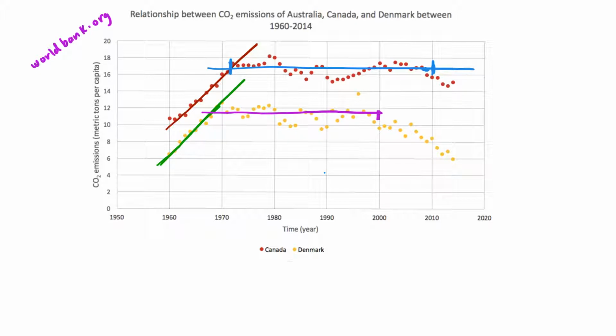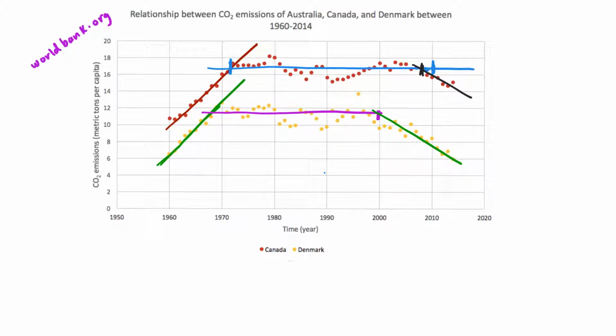But you can see that the flat line over here stops at 2000. Starting at 2000, we get a negative slope over here. And that's starting to happen for Canada as well, but it's happening a little bit later. If I draw a better line, it looks like that. You can see that it's starting to happen at about 2008 rather than 2000. So it's better late than never. It's happening, but a little bit later than Denmark.